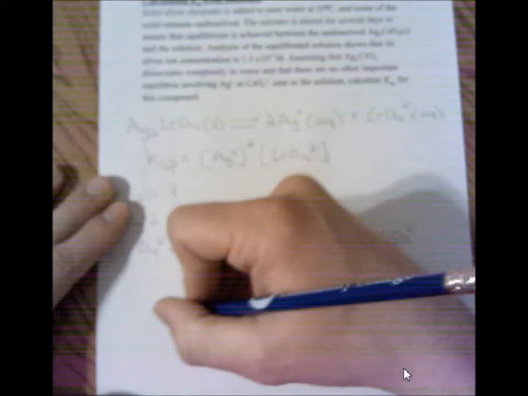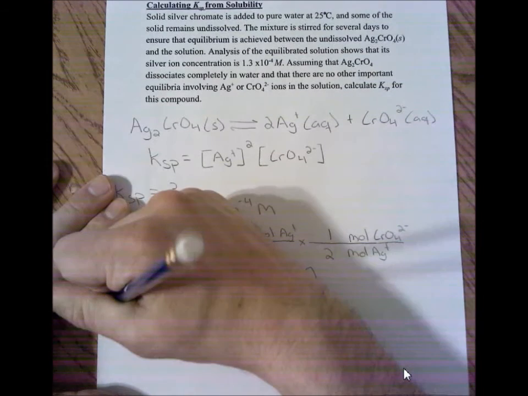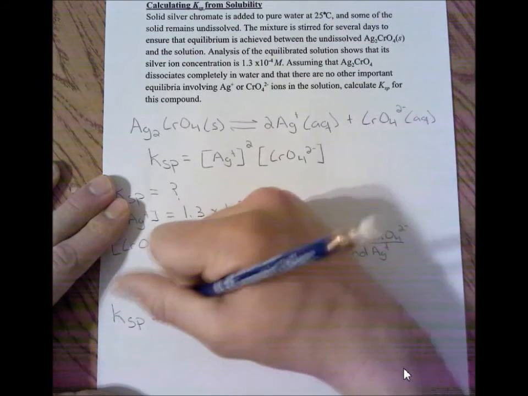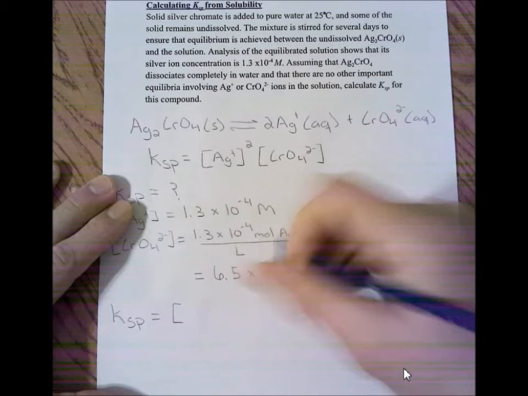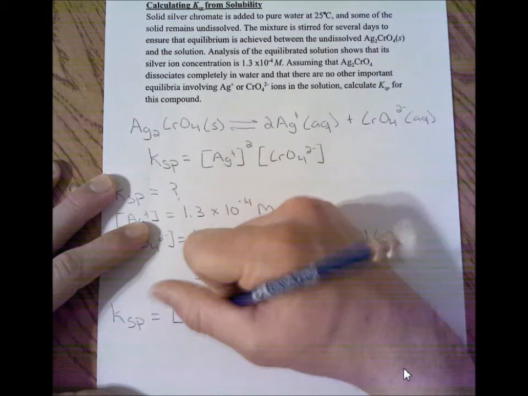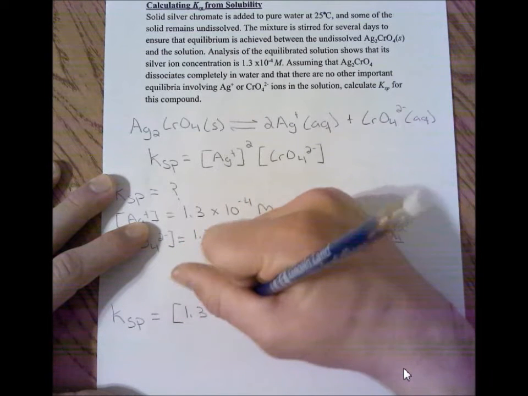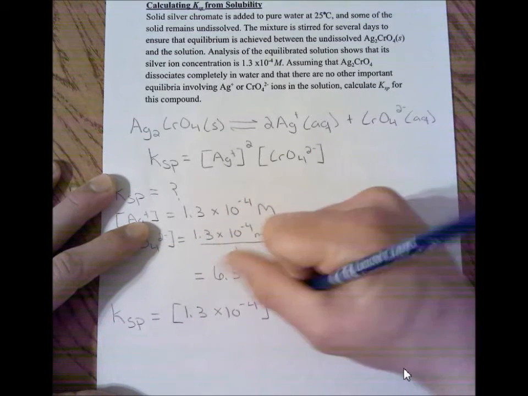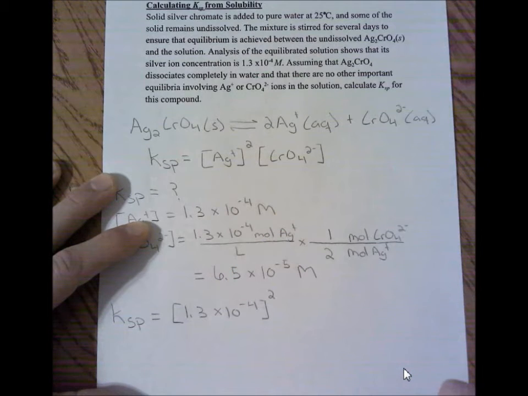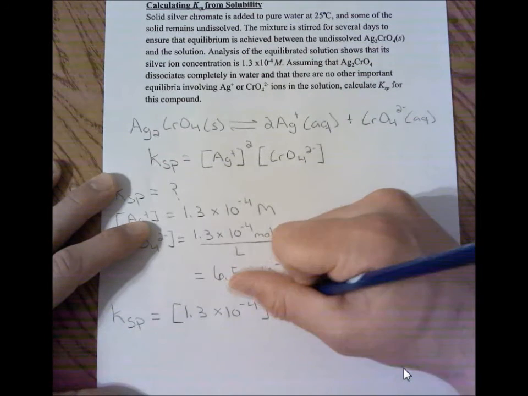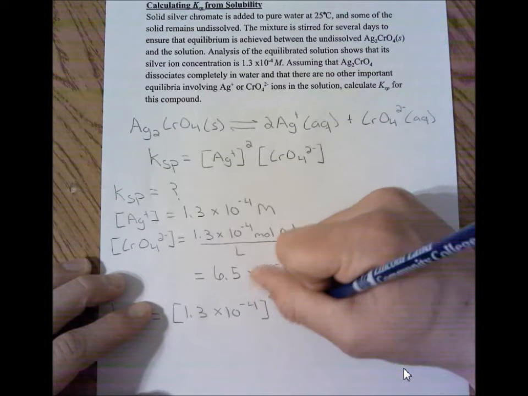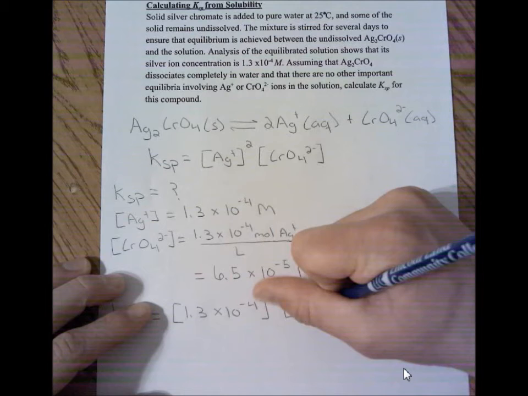That's what we're going to calculate. Our KSP is equal to the concentration of silver ions, which was given at 1.3 times 10 to the negative fourth molar. And now it's important here. We have to square this value. We multiply it by the concentration of chromate ions, and that concentration we calculated via stoichiometry to be 6.5 times 10 to the negative fifth.